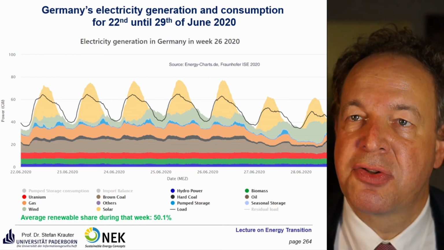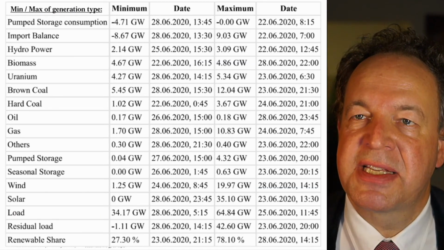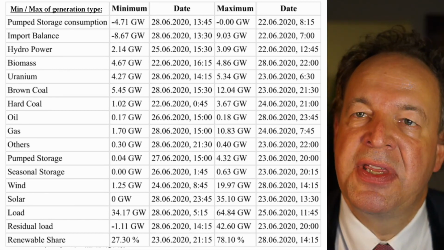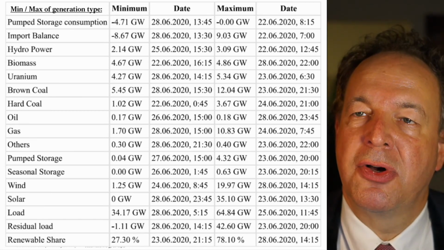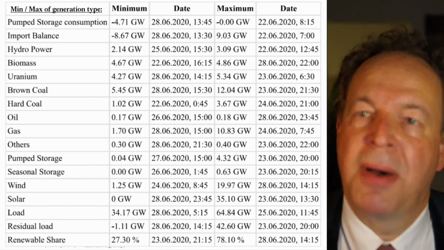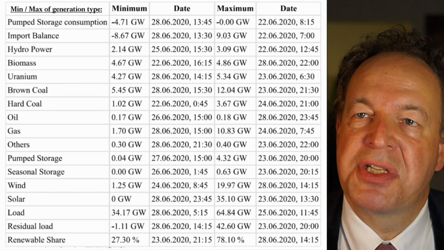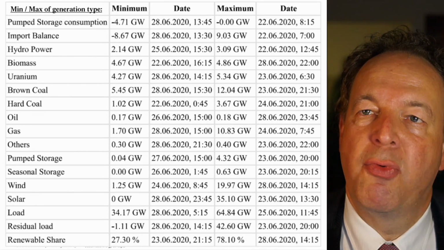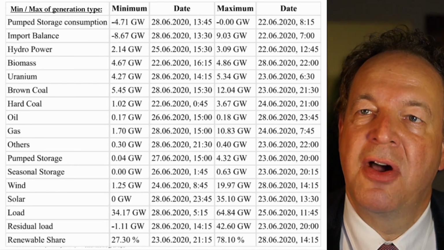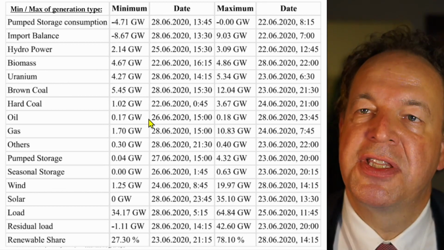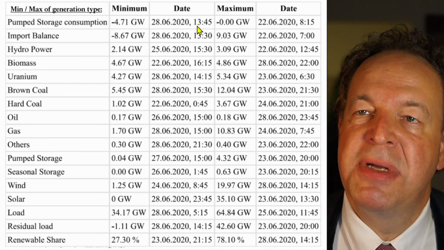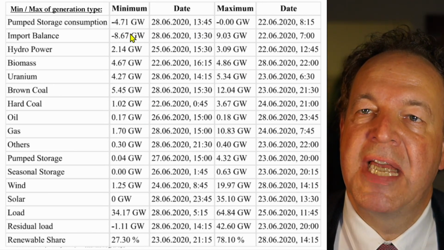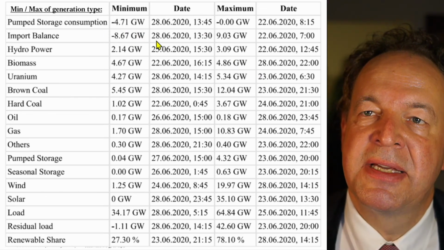Let's take a look at the extremes of this week, week 26. So we have here the maximum and minimum operation conditions. For pumped hydro storage consumption, the maximum was 0, consumption was minus 4.71. So this was used when we had the overproduction. You see here on the 28th at around midday, a little bit afternoon, this energy has been taken up by some pumped hydro storage power plant.